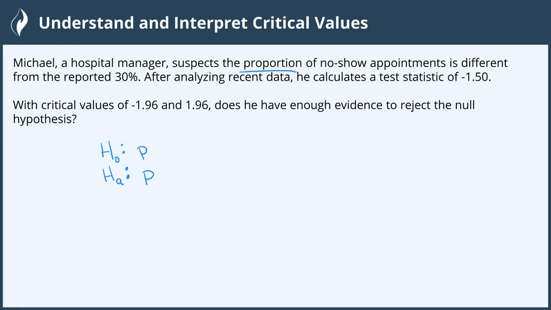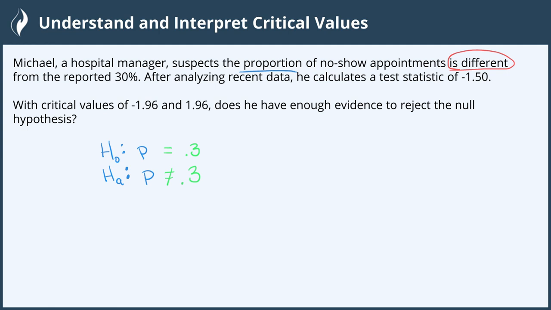Let's go look at what was told to us in the first sentence. He is suspecting that the proportion of no-shows is different from the reported 30%. To be different, you can be less than or greater than. This means that it is not equal to 30%, and let's change that to a decimal of 0.3. The null hypothesis needs an equal sign, and it doesn't state anything about being less than or equal or greater than or equal. So we are taking the accepted norm as being 30%, so 0.3 is the original claim.